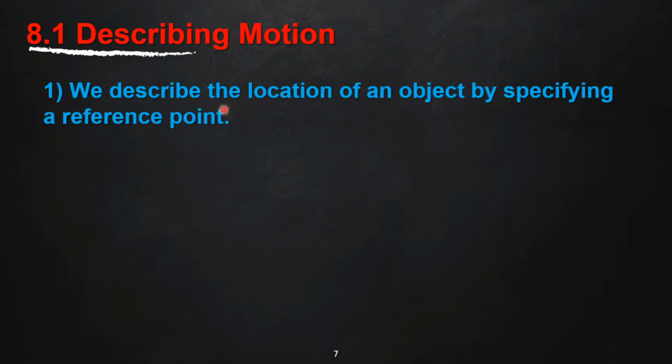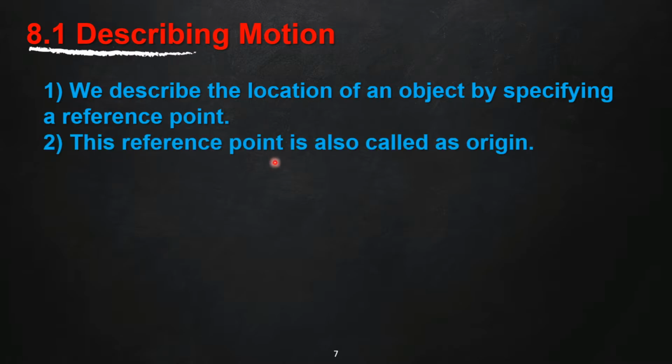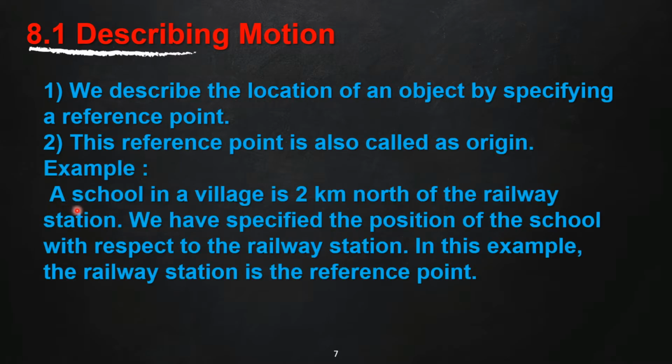The next topic is 8.1, describing motion. We describe the location of an object by specifying a reference point. Now, what is this reference point? This reference point is also called as origin, from which the path begins. See the example here. A school in a village is 2 kilometers north of the railway station. We have to specify the position of school with respect to railway station. So, in this example, railway station is the reference point.